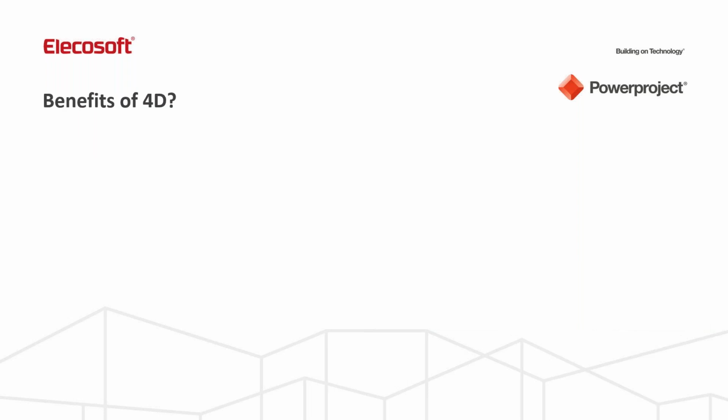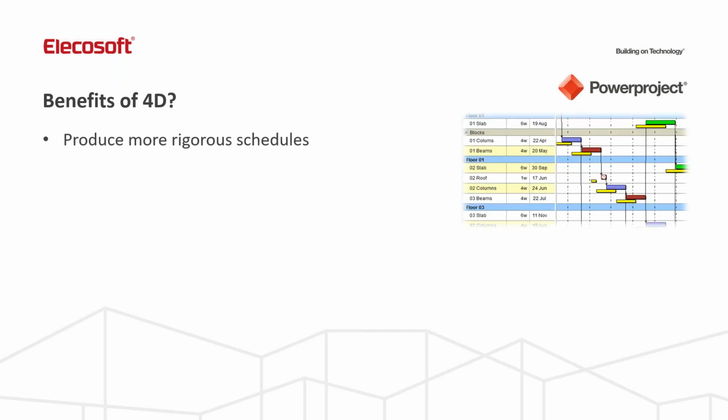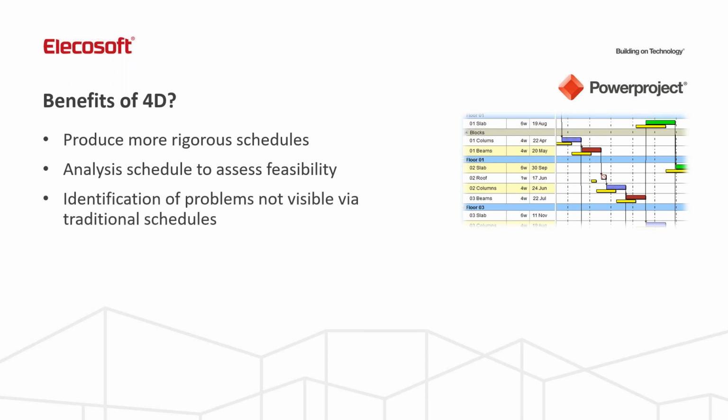So 4D information, that sort of visualization of a build over time. Clearly, there's a bit of effort involved in producing one of those, and why should we invest that time? So what are the benefits of embracing a 4D approach? Well, as a starting point, it allows us to produce more rigorous and robust schedules. It allows us to analyze the feasibility of a schedule, make sure what we're planning on paper isn't bonkers when it comes to the realities of the world. And that might mean showing up problems that weren't originally visible through a traditional schedule.